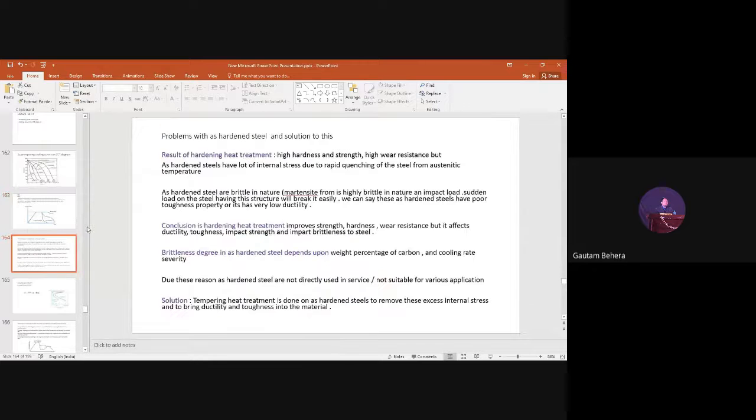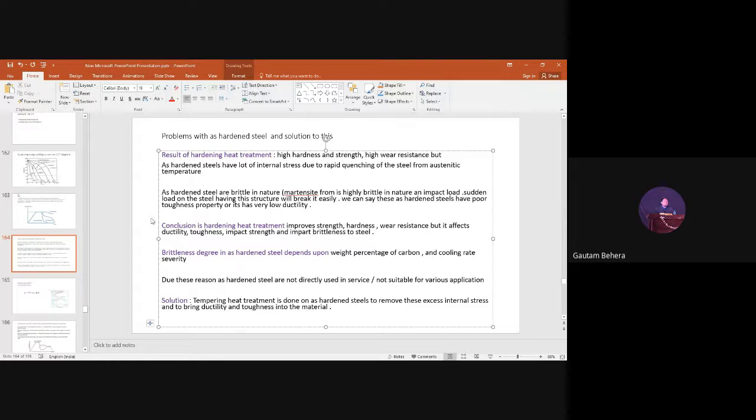You can see here the result of hardening heat treatment. Upon hardening heat treatment, high hardness, strength and wear resistance are obtained. But as-hardened steel has a lot of internal stresses due to rapid quenching from the austenitic temperature. This is one of the major issues. After hardening, we get a steel containing martensitic microstructure, but it has a lot of internal stresses. And internal or locked-in stresses are not good for service.